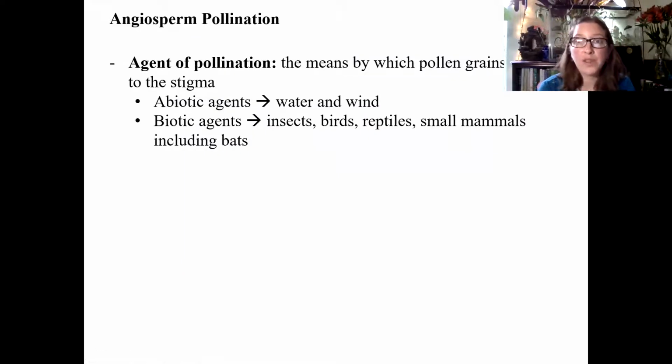Agents of pollination, what are they? Well, there's different types. So how does a pollen grain go from an anther to a stigma? Well, it can go via abiotic agents such as wind and water. Abiotic, the A just means without biotic, so not alive. That's a fancy way of saying not alive, right? So water is not alive and wind is not alive. So water and wind can be agents of pollination, but when we think of pollination, we're probably more familiar with biotic agents. So insects, birds, reptiles, small mammals, even bats.